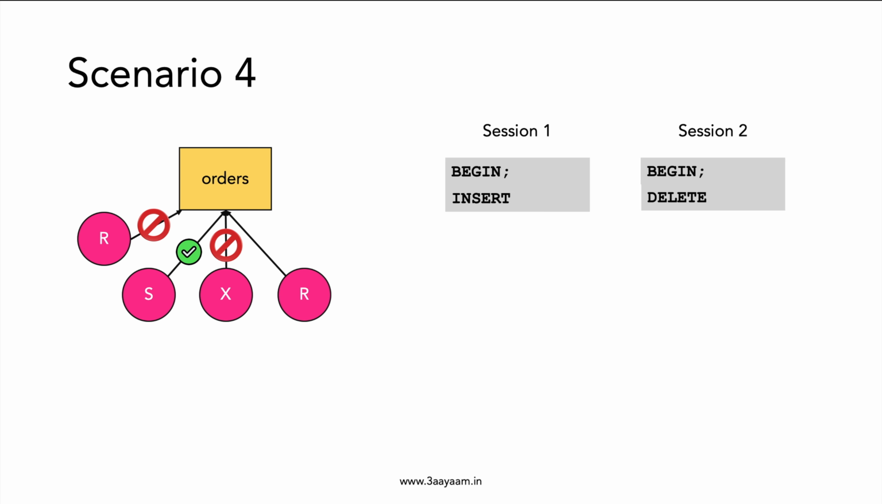So in session 1, I would run begin followed by an insert statement. I'll not commit this, and then I'll run a begin delete statement. These two should not be allowed because both of them would be taking share row exclusive lock. And if I run a select statement, this should be allowed because it will take access share lock. And then if I run an alter table statement, it should not be allowed because it will try to take access exclusive lock.